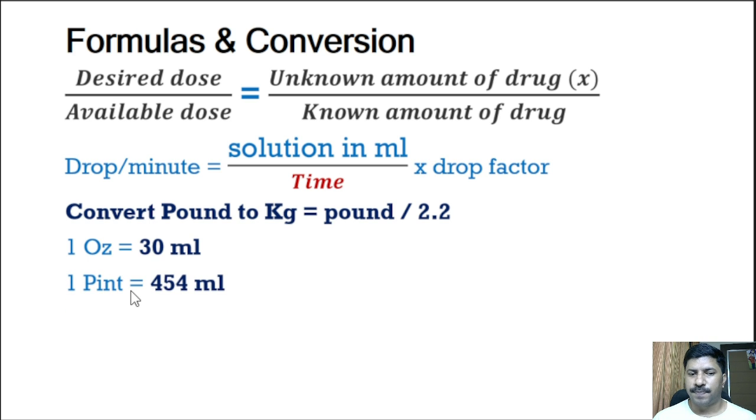1 pint equals 454 milliliters. 1 kilogram is approximately equal to 1000 milliliters. So these terms will apply in the questions.